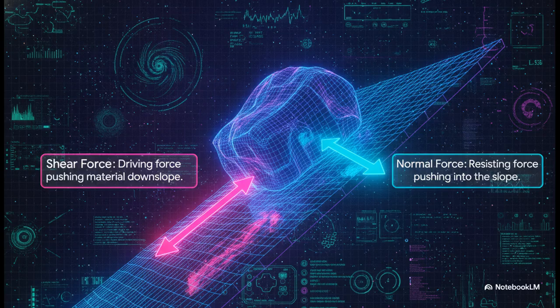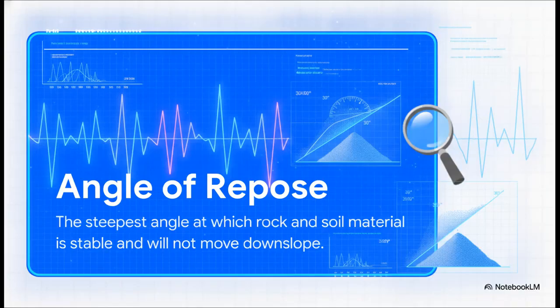But if the slope gets steeper, the shear force proportionately increases while the normal force decreases. And that brings us to a really critical threshold, the angle of repose. By definition, this is the steepest angle at which rock and soil material is stable and won't move downslope. Think of it as perfect equilibrium. When a slope sits exactly at its angle of repose, the shear force is perfectly balanced with the normal force. If you tip that angle just slightly steeper, the shear force wins and the material starts moving downhill.